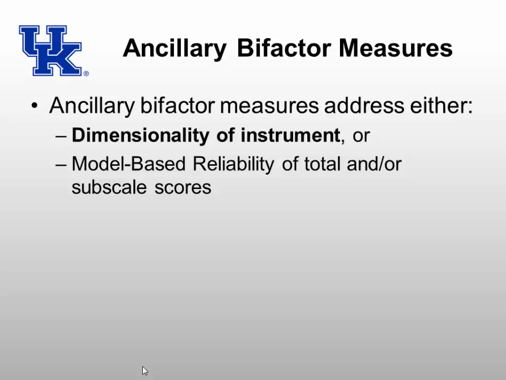They come in two flavors, both delicious. The first is dimensionality. Measures that look at dimensionality. The second is measures that look at model-based reliability of the total and/or subscale score. We're going to start with the dimensionality of instrument ancillary bifactor measures.